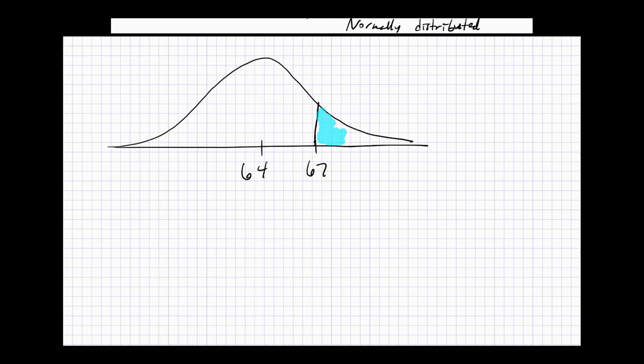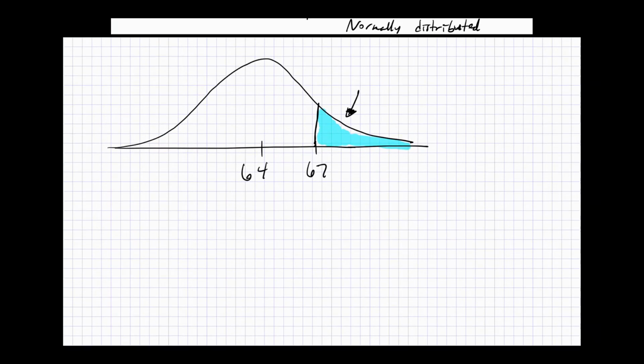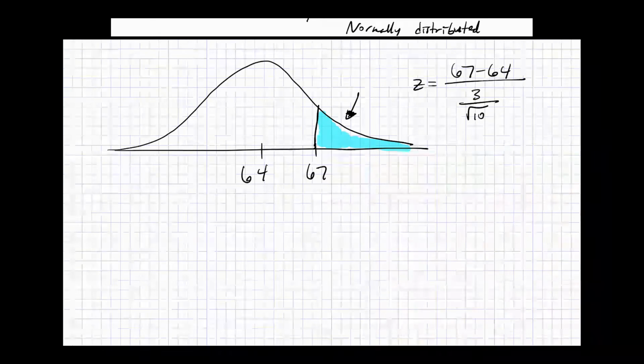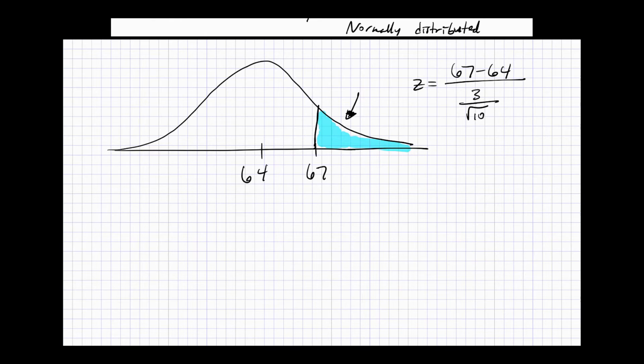Yep, it's going to be to the right, shaded over here. That's the probability I want. So I need a z-score. So I go 67 minus 64 over the standard deviation. Do I put 3 there? No, I don't. I put 3 over the square root of 10, right? Because the standard deviation for samples is the population divided by the square root of the sample, or the number in the sample.